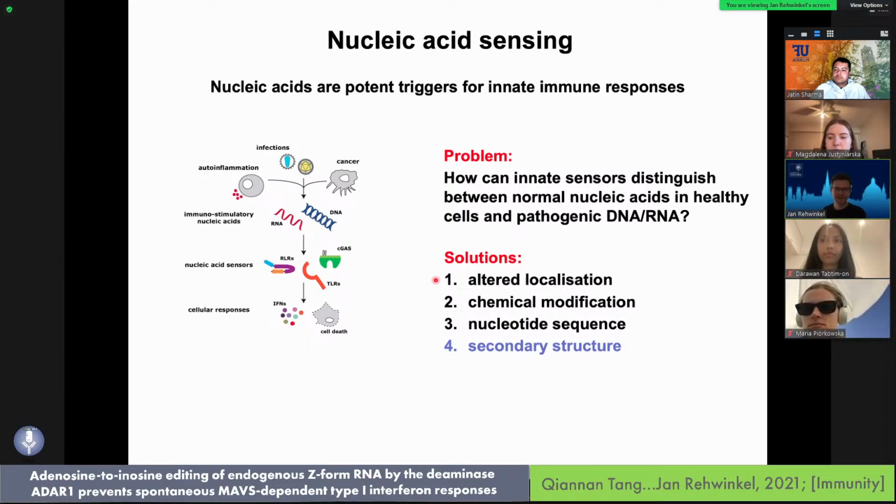Another molecular solution that has evolved is the recognition of the presence or absence of chemical modifications that might, for example, be found or not found on viral nucleic acids. A good example for that is the recognition of some viruses, such as influenza virus, by a protein called RIG-I, which is an RNA sensor that also induces an interferon response.